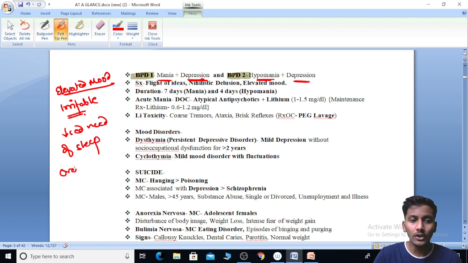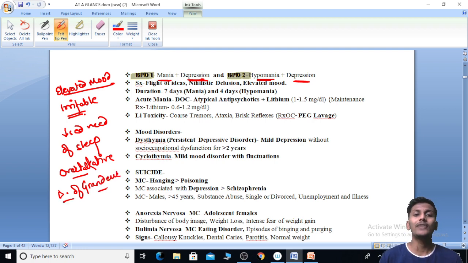Then the patient is over-talkative. Bag-bag karta rehta hai bas 24 ghante. Then there is increased self-esteem. There is delusion of grandeur. Please remember, in delusion of grandeur, the patient believes that he has some special role, identity or power. Wo usko lagega ki main kahi ka raja hu, ya main Shah Rukh Khan hu. These are the ideas usually seen in delusion of grandeur. And delusion of grandeur is seen in which disease? Sorry, it is seen in cases of mania.